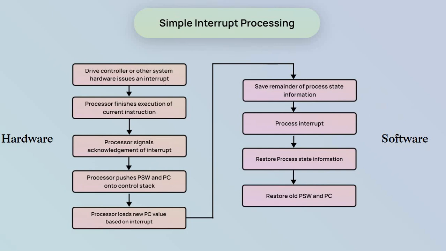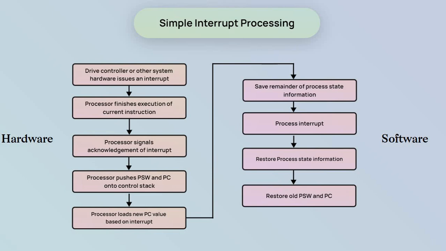This figure shows simple interrupt processing. In the hardware part, what basically happens is that some drive controller or other system hardware raises an interrupt. Then the processor finishes execution of the current instruction, and it signals acknowledgement of the interrupt. What happens next is that the processor pushes the PSW and program counter onto the control stack, and then loads a new program counter value based on the interrupt. This was all about the hardware part.